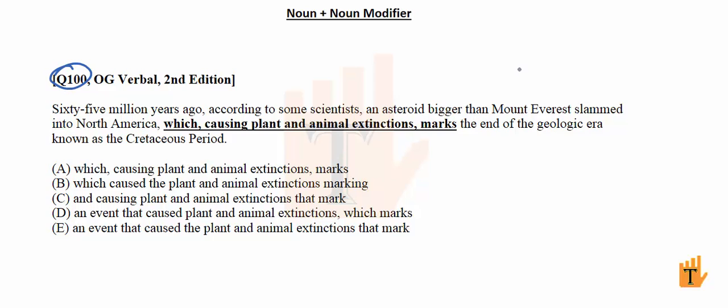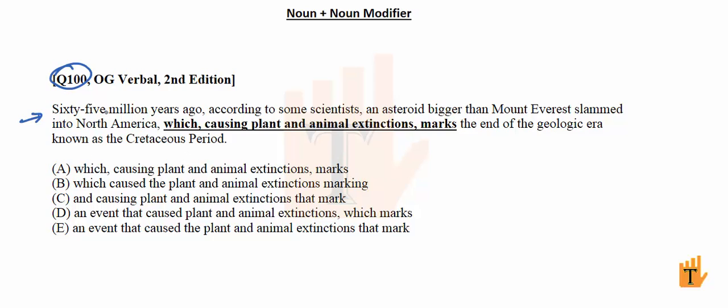So I hope you have read it. Let's read the question first. 65 million years ago, according to some scientists, an asteroid bigger than Mount Everest slammed into North America, which causing plant and animal extinctions marks the end of the geologic era known as the Cretaceous period.